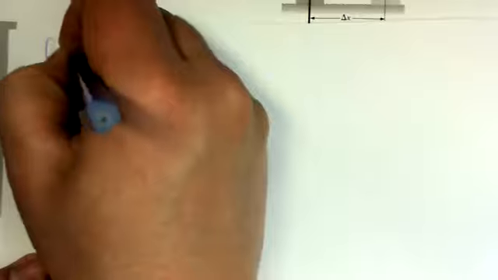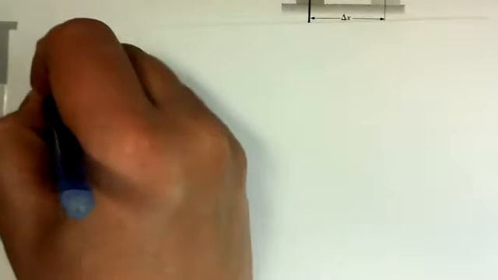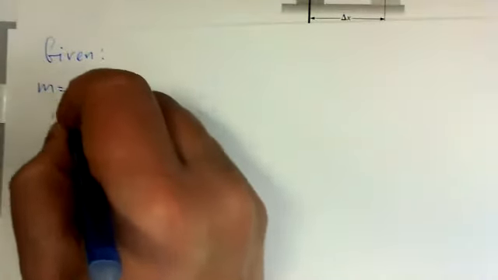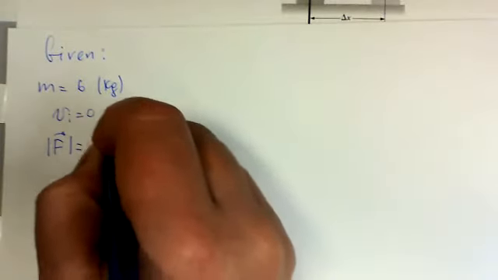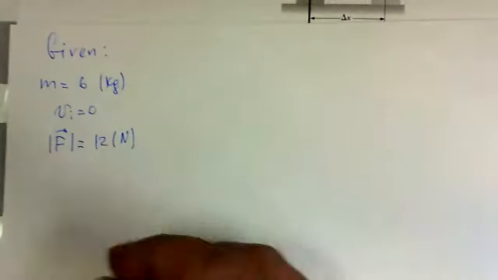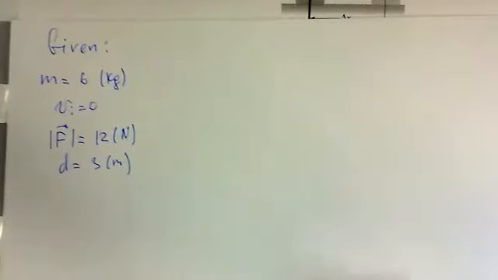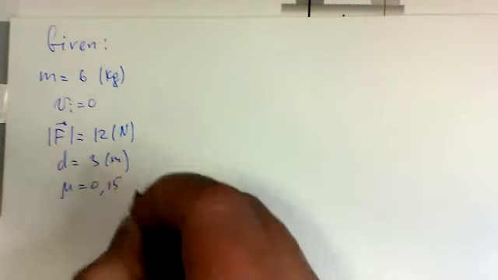So given is the same. So just for the recording, let me again summarize what is given. Mass of the block is 6 kilograms. Initial speed is 0. Absolute value of the force applied is 12 newtons. So the displacement in the problem is 3 meters. So now we have again the coefficient of friction, which is 0.15.